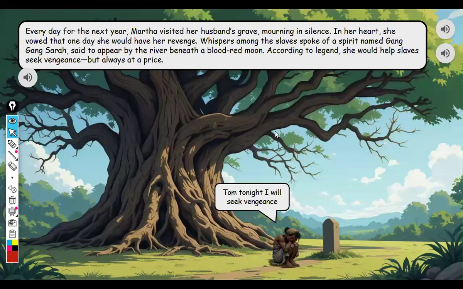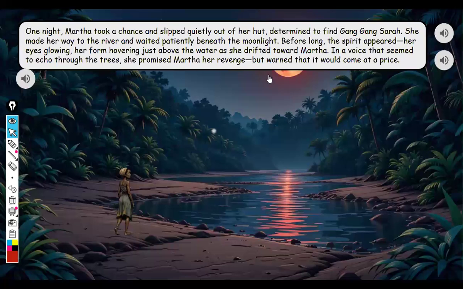But Martha doesn't care. She's at the end of her rope. She wants revenge, right? Can't blame her, right?